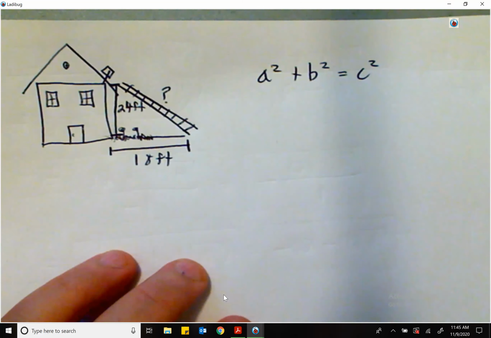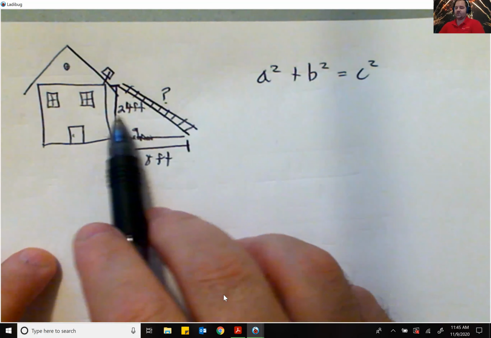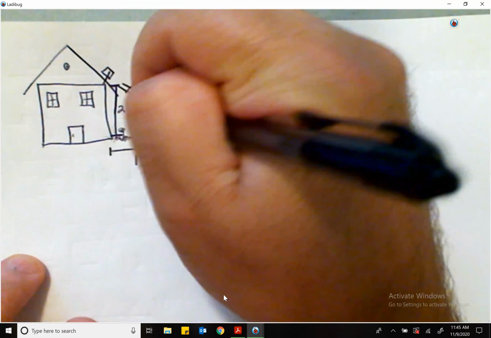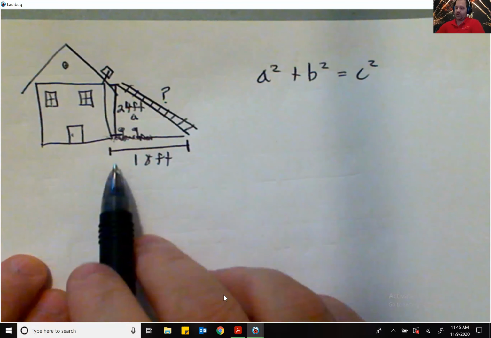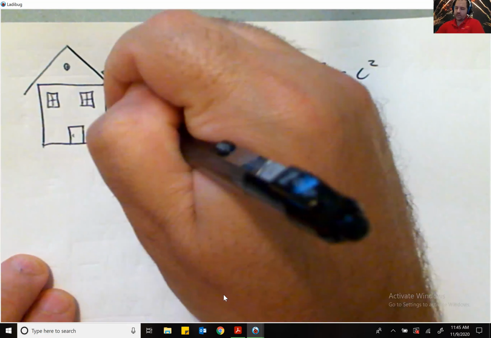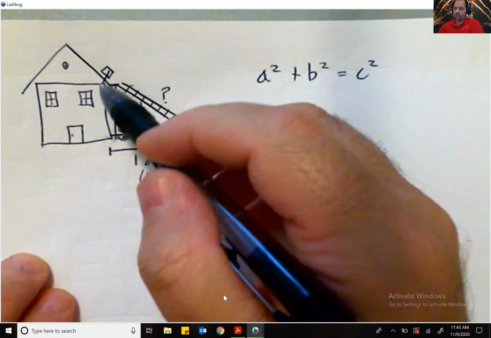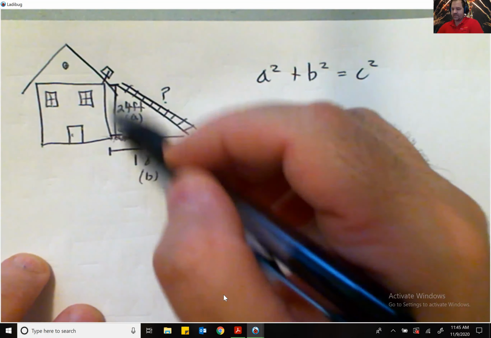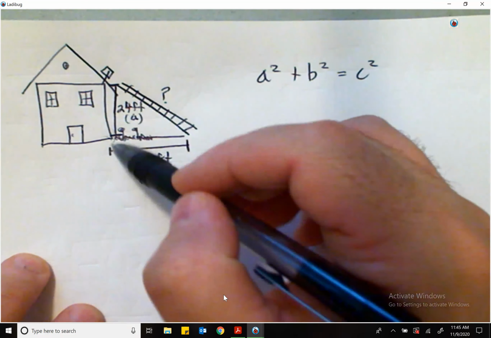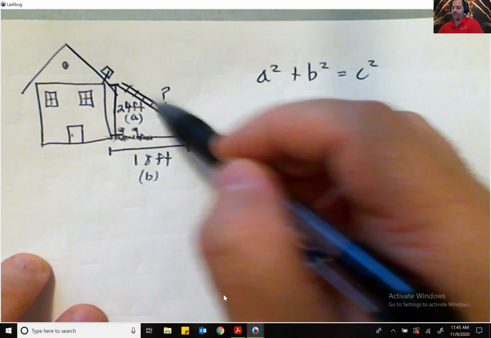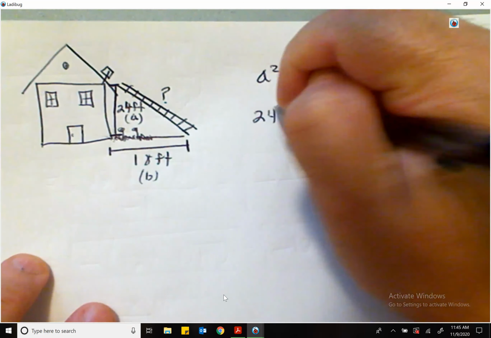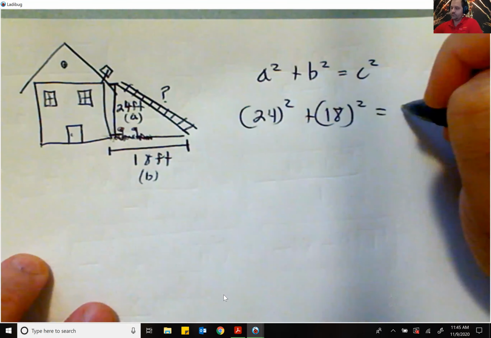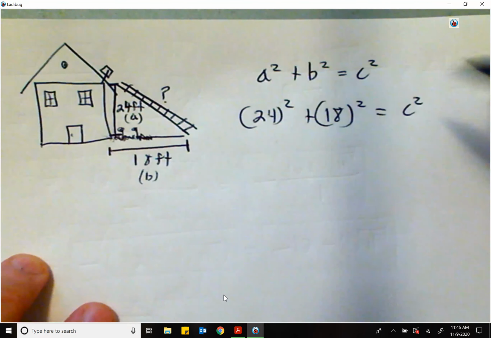Okay. So let's do some quick labeling. What is the 24? A. Okay, we can call it A. What is the 18? B. Good. Because these are legs. The legs help form the right angle, the ground and the height of the spotlight. This is the right angle area. Okay, so these are definitely the legs. We're looking for the hypotenuse. So we got 24 squared plus 18 squared equal to C squared, or question mark or X, whatever you want to call it.